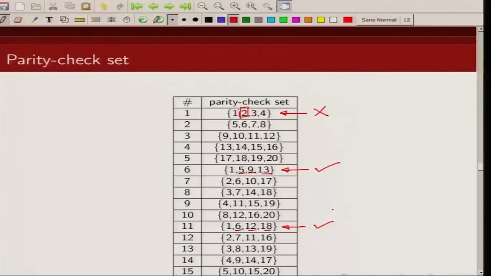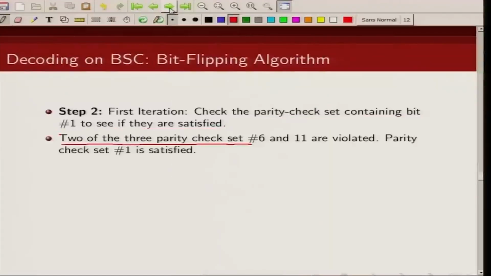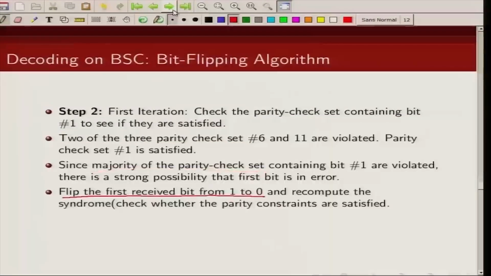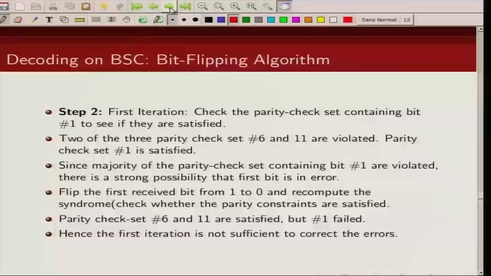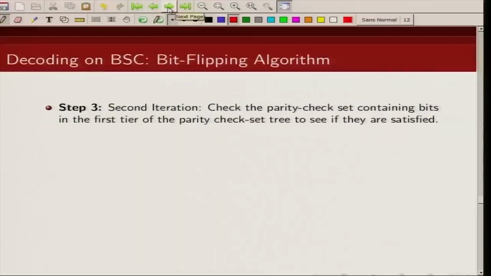So then the first iteration is not enough to decode this bit, because a parity check set still fails. There were 2 errors. So the first iteration is not sufficient to correct the errors. So then we will go to the next tier. In the next iteration we will check the parity check sets containing bits in the first tier of the parity check constraint tree, and we will see if they are satisfied.